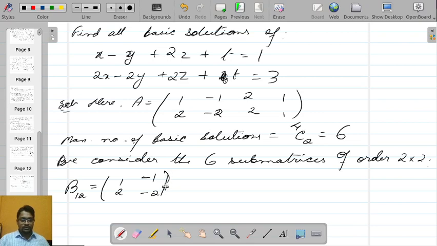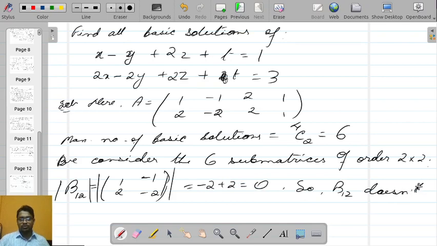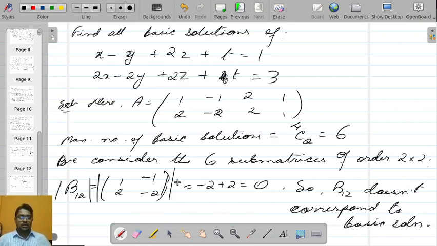Okay. So determinant of B12, what is that? Determinant of this is minus 2 plus 2, that is 0. Okay, so B12 doesn't correspond to a basic solution. Then we will check B13.